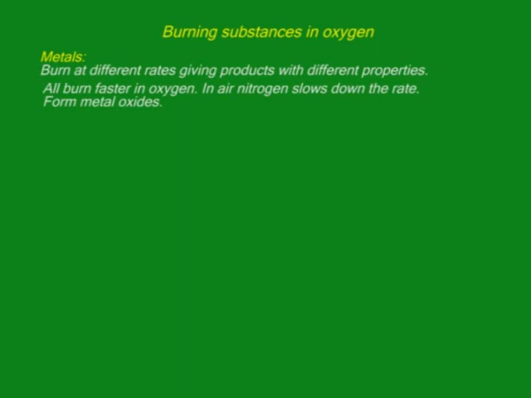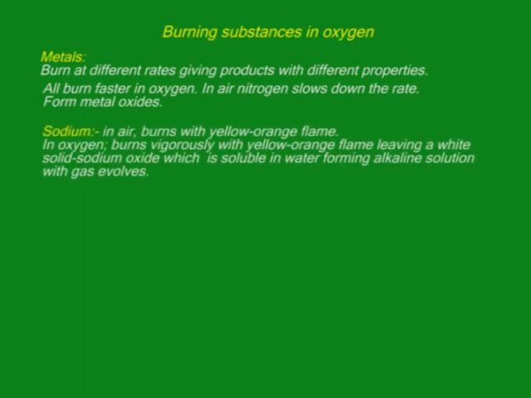Having said that, we now look at how substances burn in air and oxygen at large. And we start with metals. Metals such as sodium, calcium, magnesium, and so on will burn at different rates in air and in oxygen to give products with different properties. All of them burn faster in oxygen. In air, nitrogen slows down the rate of burning. When metals burn in air, they form metal oxides.